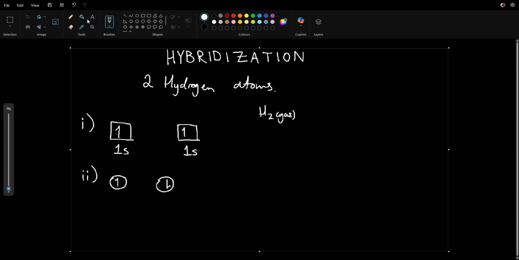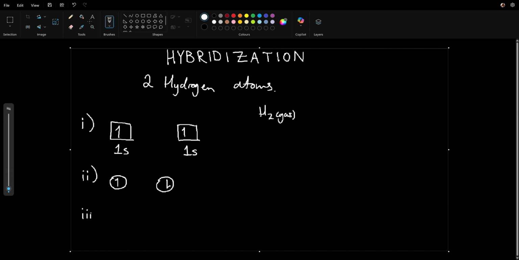Because if we have two plus 1/2 charges, it won't cancel out, right? It won't. We need a positive 1/2 and a minus 1/2 in each orbital box, as we remember from the previous lessons. So then we have these two separate H atoms, or hydrogen atoms.